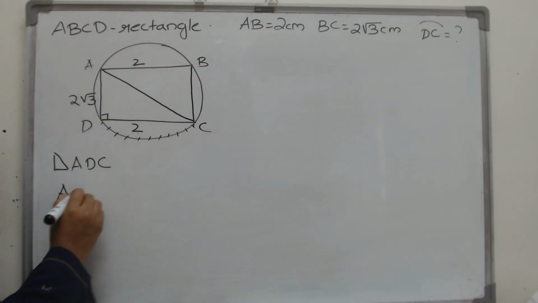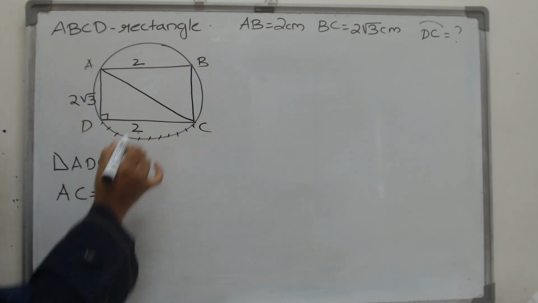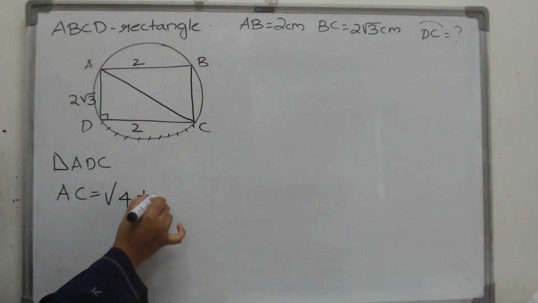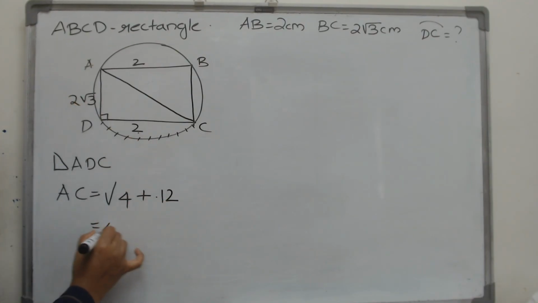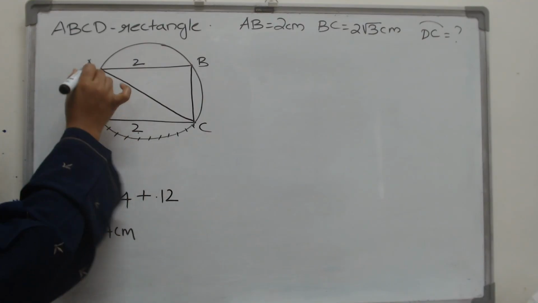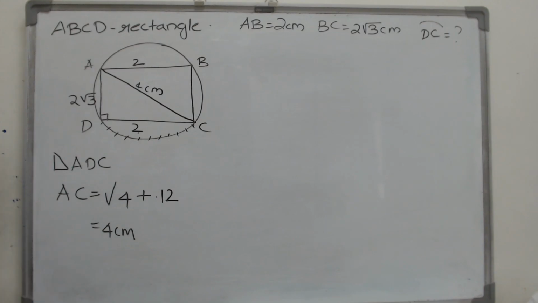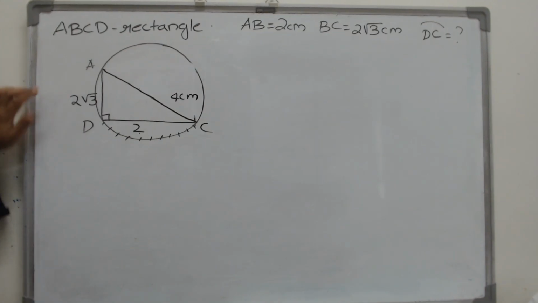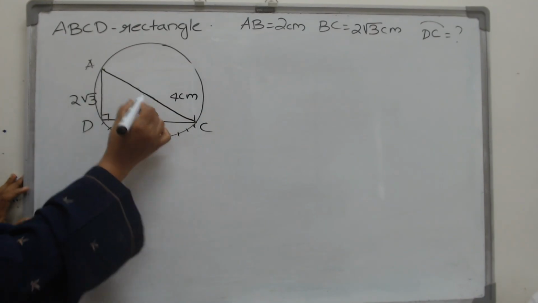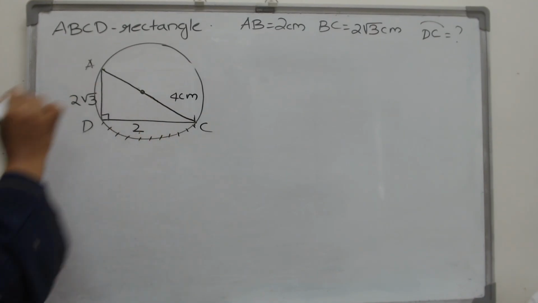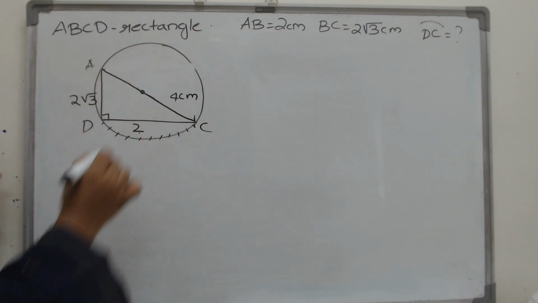Then what will be the measure of the hypotenuse? Let us apply the Pythagoras theorem. 2 square is going to be 4 and the square of this is going to be 12. So this is 4 centimeters. AC is going to be 4 centimeters. Now what else can you tell me about this triangle ADC? AC is going to be a diameter, or in other words the center will lie in AC.